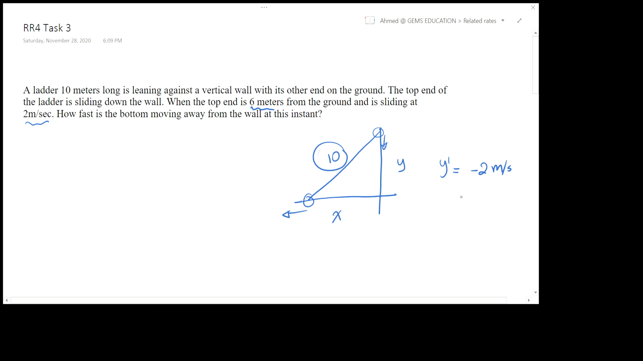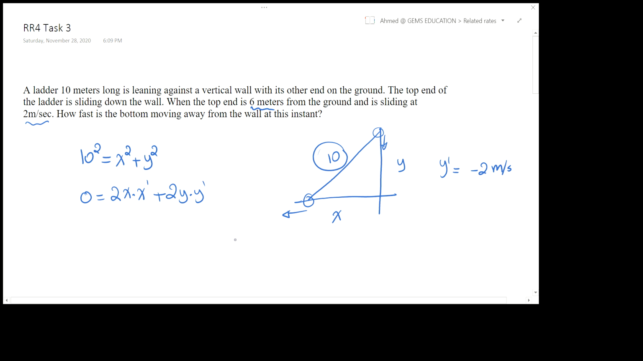Good. Now let's start to think of how we are going to relate these three parts of the triangle with each other. So you think of the Pythagorean theorem, and it says that this ladder, the hypotenuse squared, is equal to the one side squared plus the other side squared. Now we said that we derive first before substituting the things that might be changing. So derive at this point. What's the derivative of 10 to the power of 2? We derive implicitly. 10 squared, the derivative of that is 0, and that is equal to the derivative of x squared, that's 2x multiplied by x prime, plus y squared, the derivative of that is 2y multiplied by y prime.